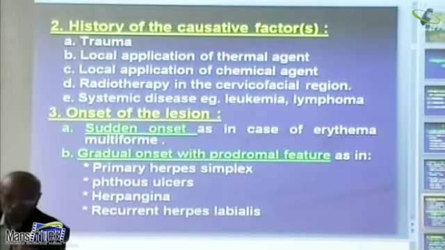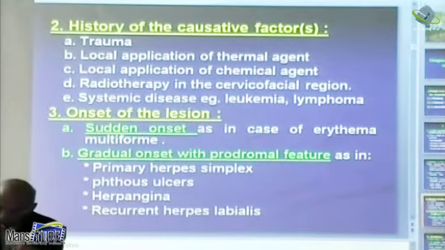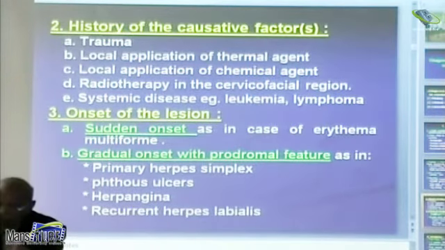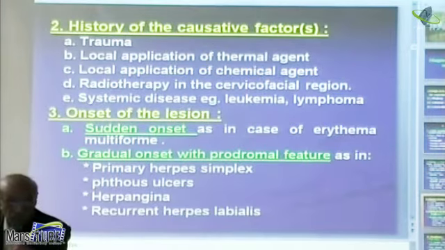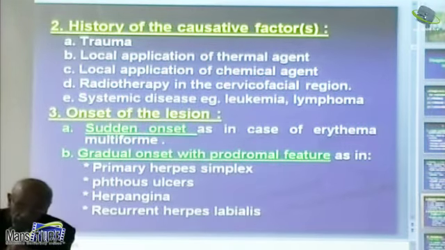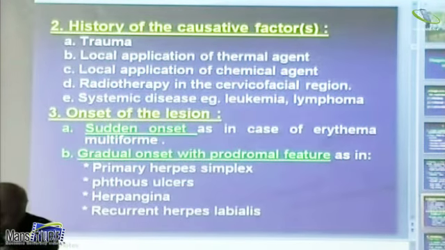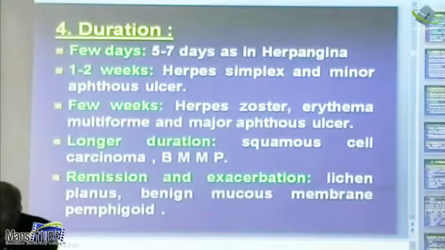Gradual onset with prodromal features starting with paresthesia. Then I found the erythema and inability to withstand food, chewing: primary herpes. Here the ulcer is preceded by a prodrome. Primary herpes, aphthous ulcer, herpangina, recurrent herpes lesions.